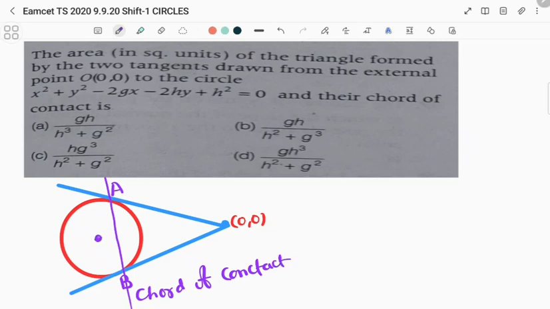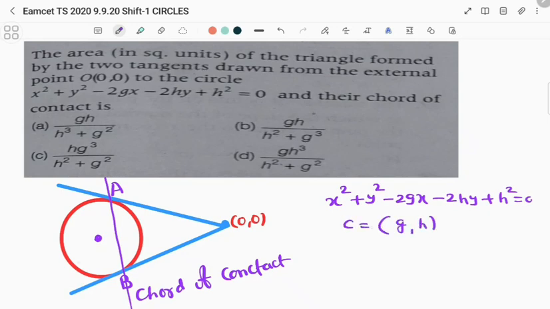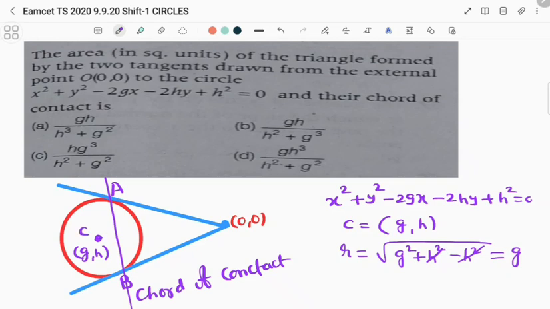So what is the center of the circle? The given circle is x square plus y square minus 2gx minus 2hy plus h square equal to 0. Center C is equal to (g, h). Next radius r is equal to root over g square plus h square minus constant c, and c is h square, so these two will be cancelled. r is equal to g. We got it. So draw the line from center to origin, and join like this. From here to here it is angle theta, and from here to here is also theta. Join like this.